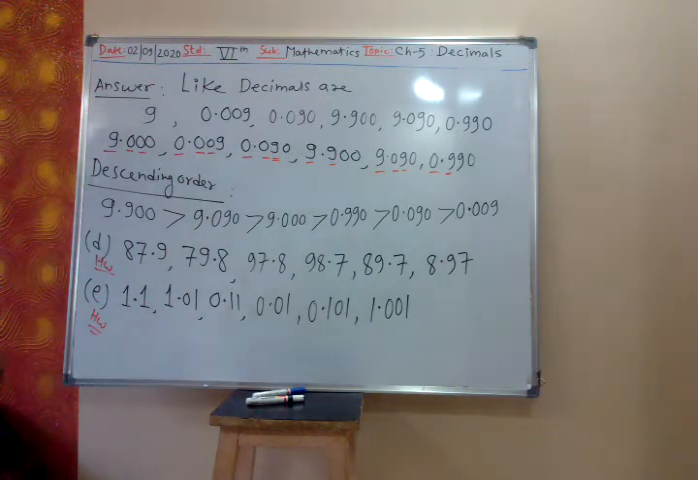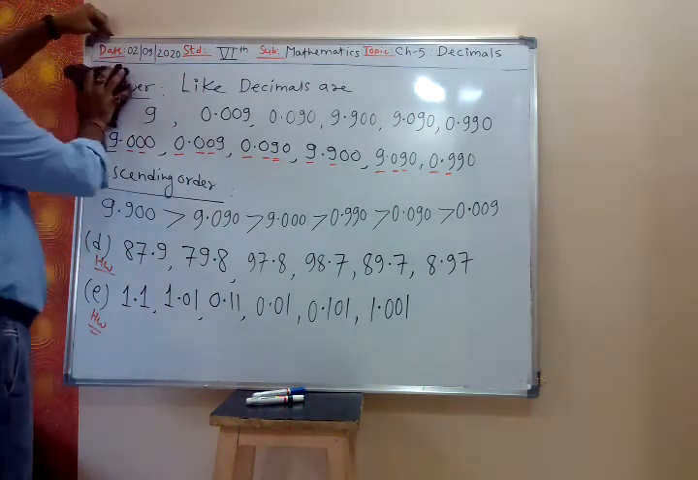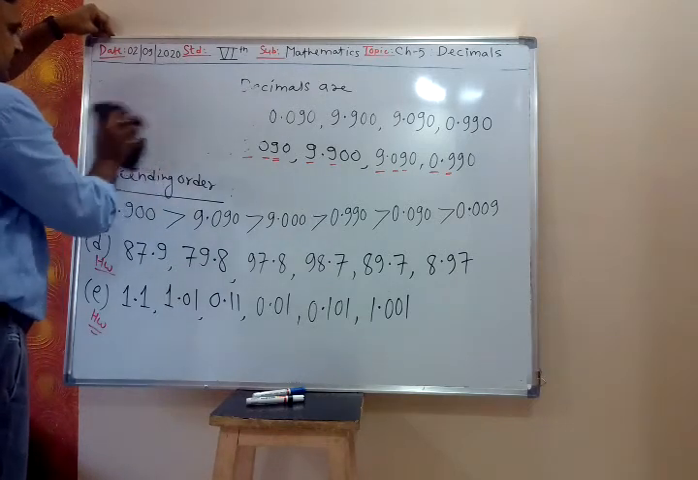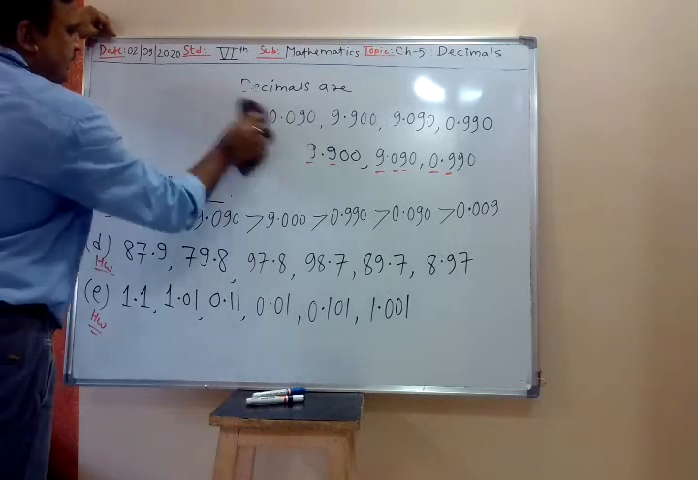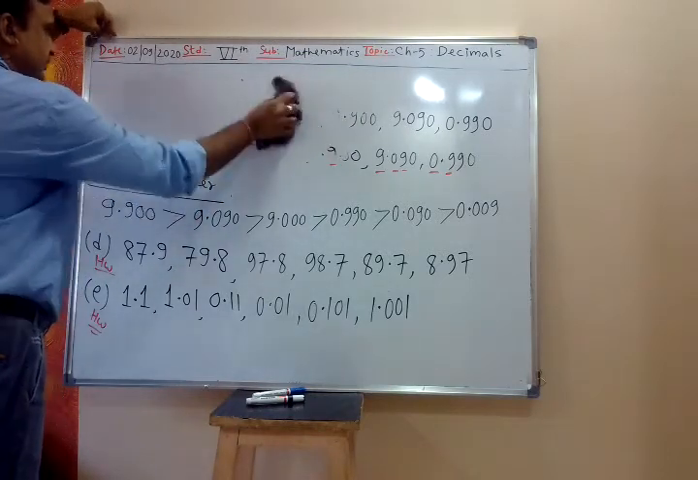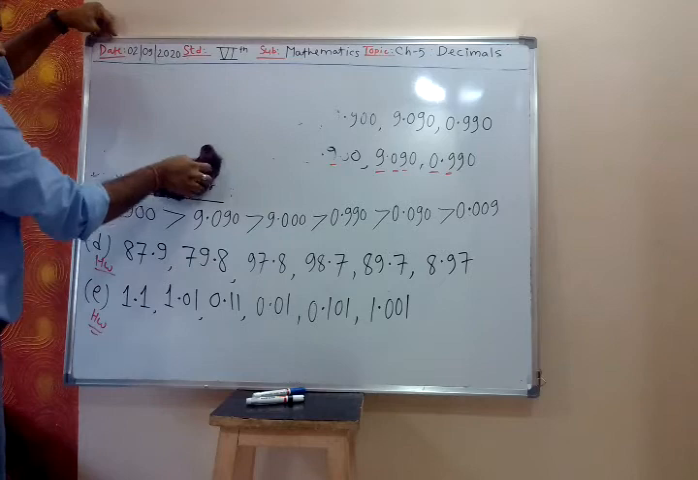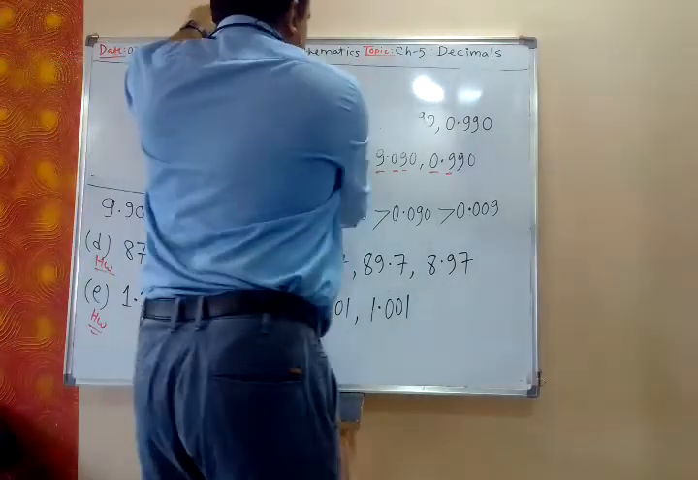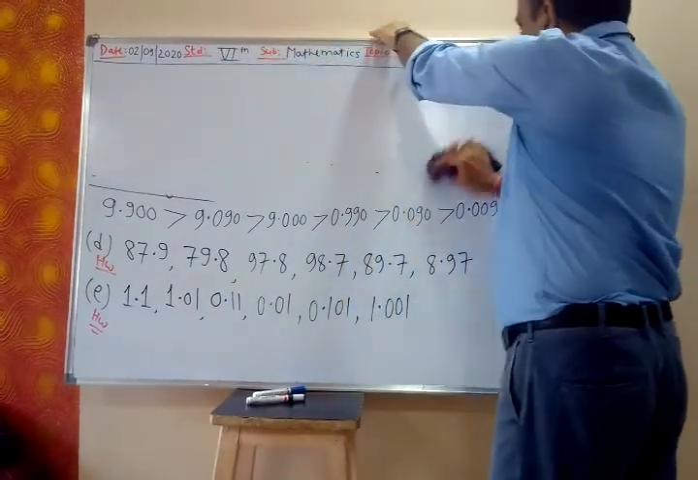Now let us, let it be. Arrange the following in ascending order. Now D and E are homework. Let us do fifth one. Arrange them. Fifth one. D and E are homework.